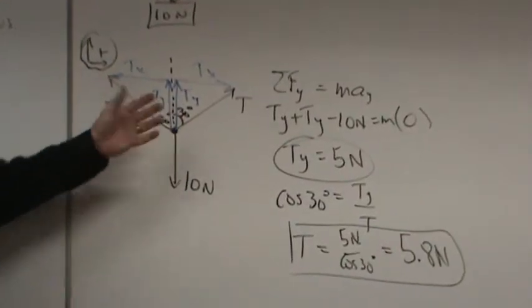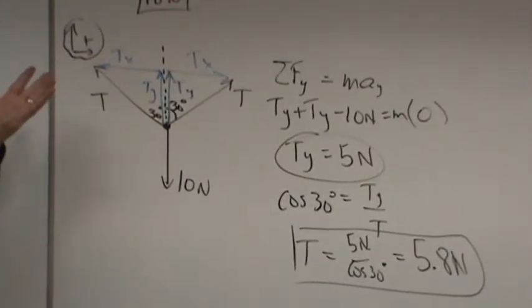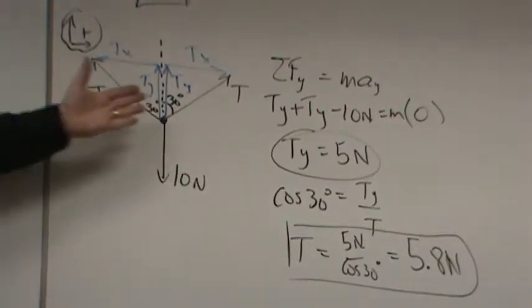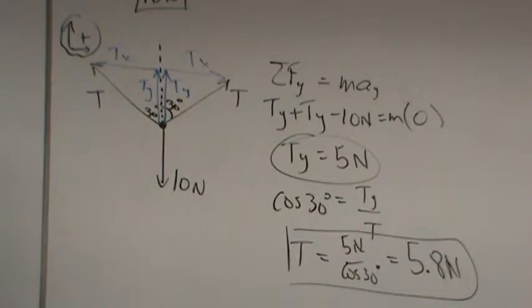Why is this tension greater than 5? All I need is 5 newtons for each string to hold it up. Why is this greater than 5? Because it's at an angle, so it has to be able to hold up more in order to support that angle as well. Yeah, that's a good way of putting it.